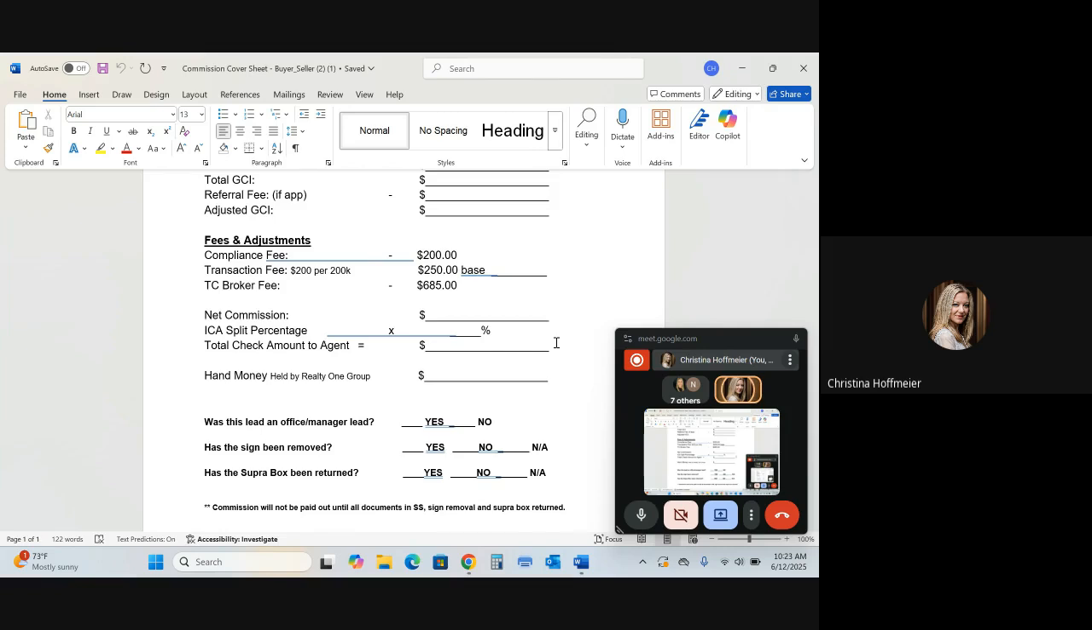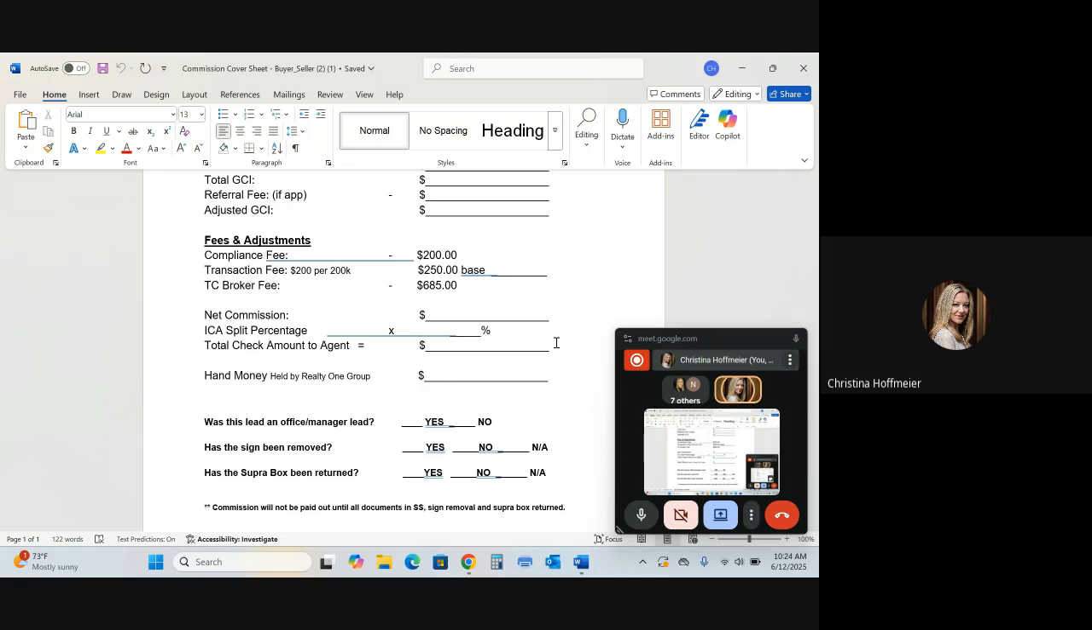So if you are on a 70% split, you're going to put net commission. That's going to be your total commission minus your expenses, times 70%. So when we take the net commission on a calculator times 70 and hit the percentage on your calculator, it's going to tell you what your check is going to be. And that amount on your commission statement should match what is in your transactions field in Zone, and should match what is in your direct deposit.